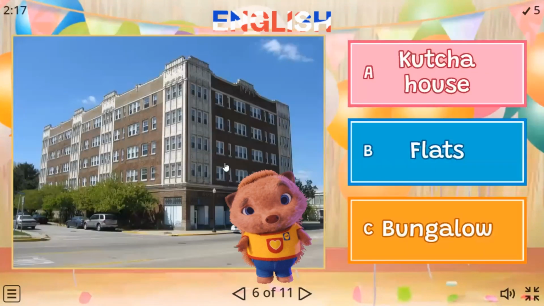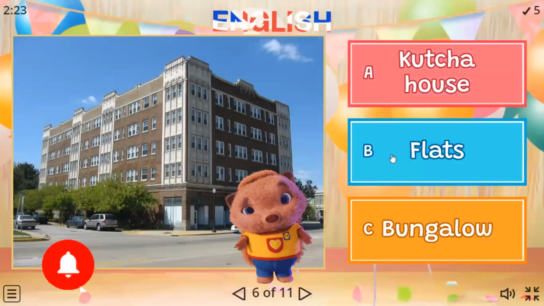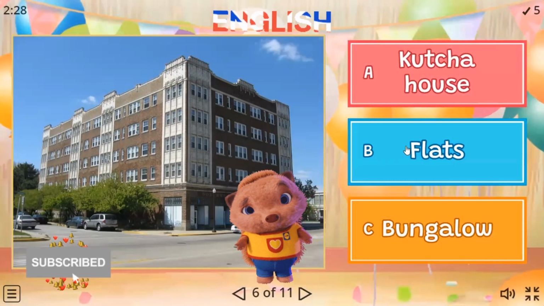Now here comes the next picture. Can you guess it? It's option A, kacha house. Option B, flats. Option C, bungalow. The right answer is flats.